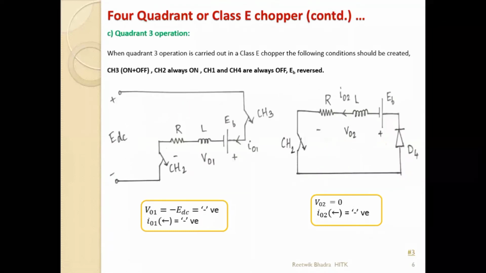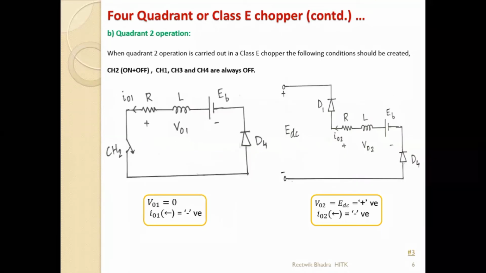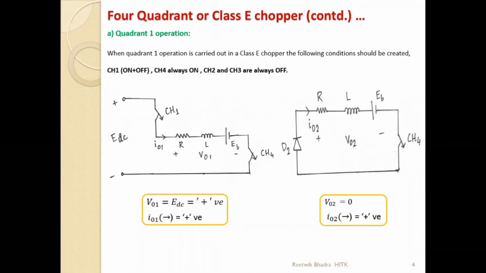Quadrant 4 this is, quadrant 3, quadrant 2, quadrant 1. Any relation between any quadrants you can tell?